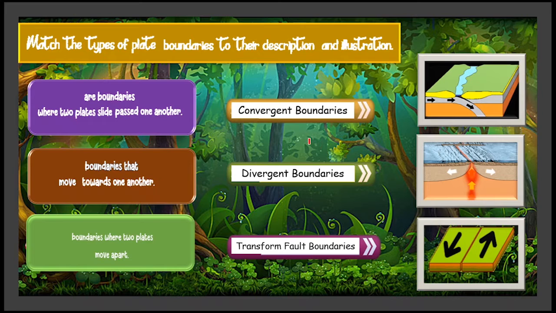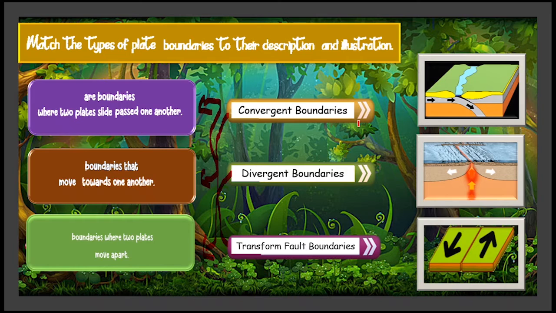So let's have the convergent boundary first. So which among the descriptions would fit to convergent boundary? You got it right. It's plate boundaries that collide to each other. Okay, next we have divergent boundary. There you go. These are the boundaries that move apart. So for the last one, transform fault boundary. Great, so these are the boundaries that slide past one another.